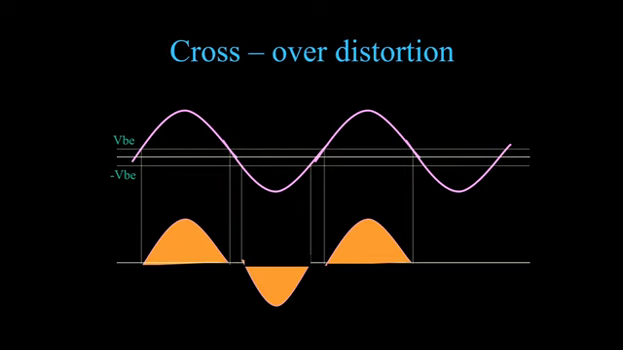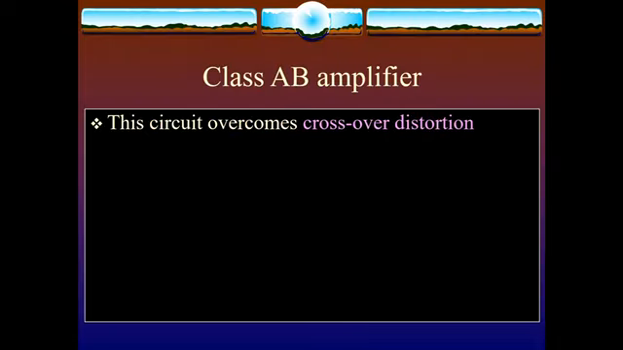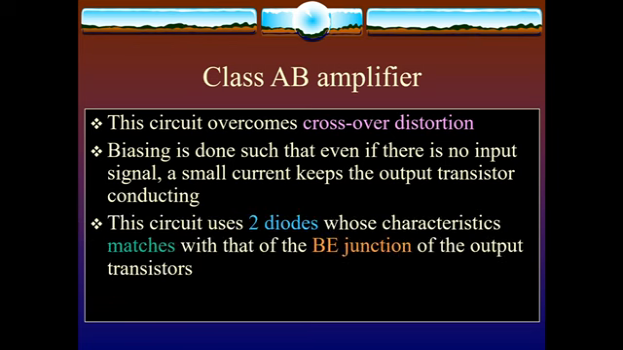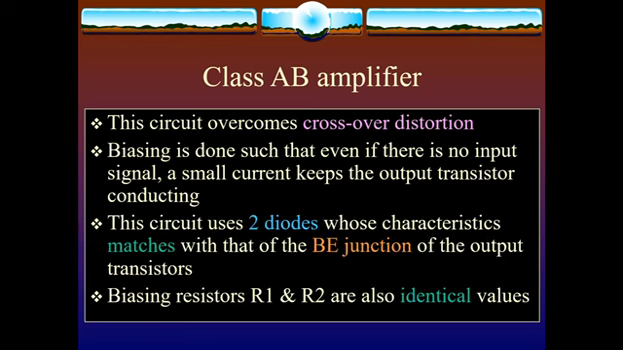So next is going to be the class AB amplifier. This circuit overcomes the problem we have faced in the previous analysis, that is called crossover distortion.